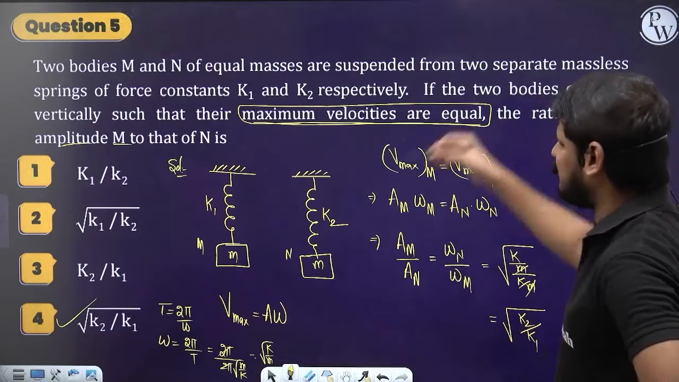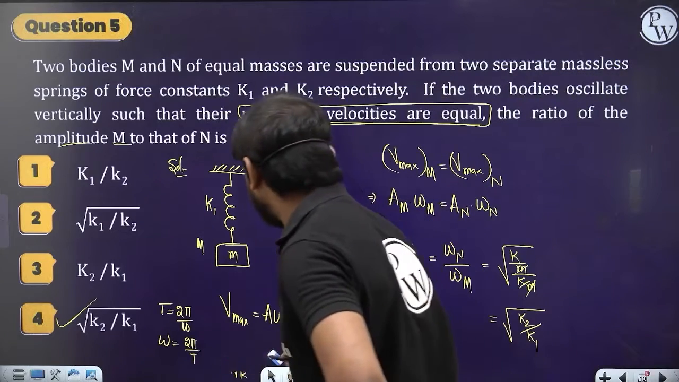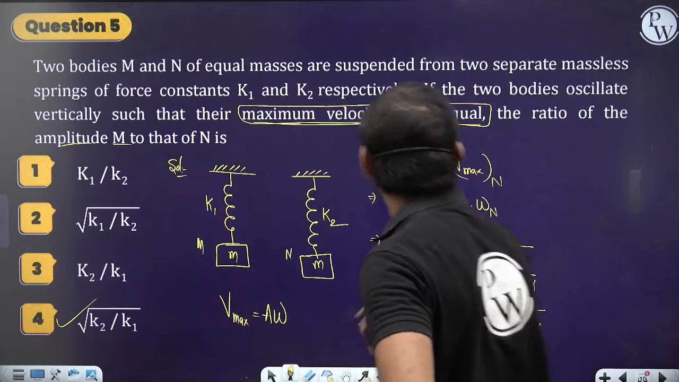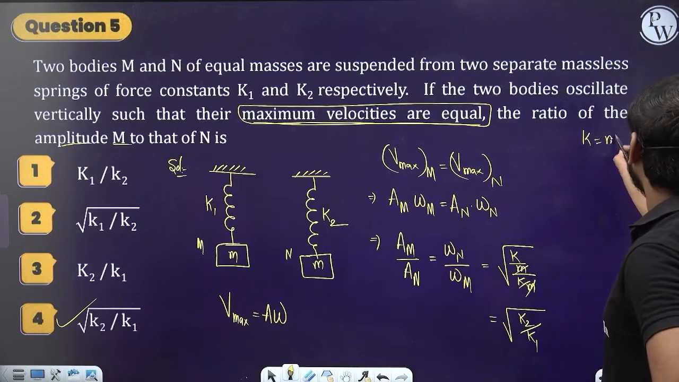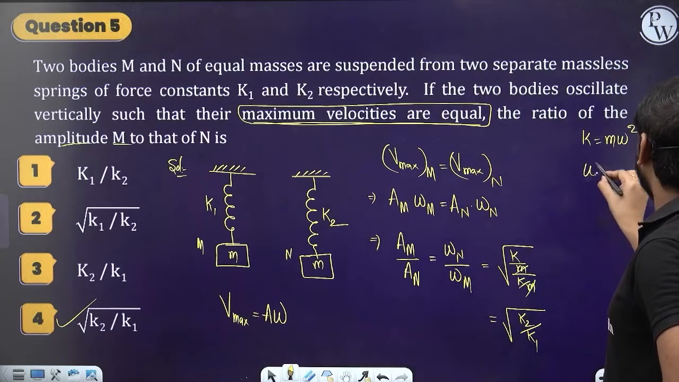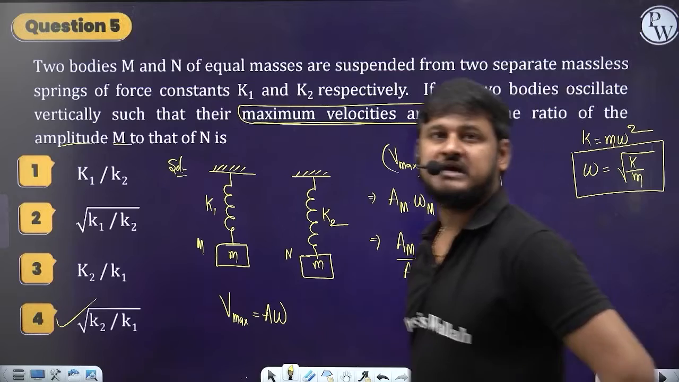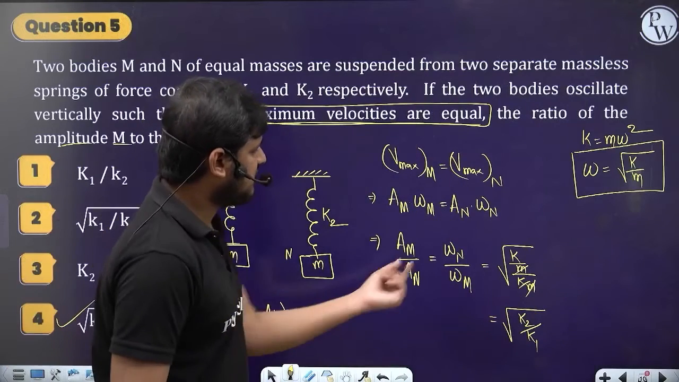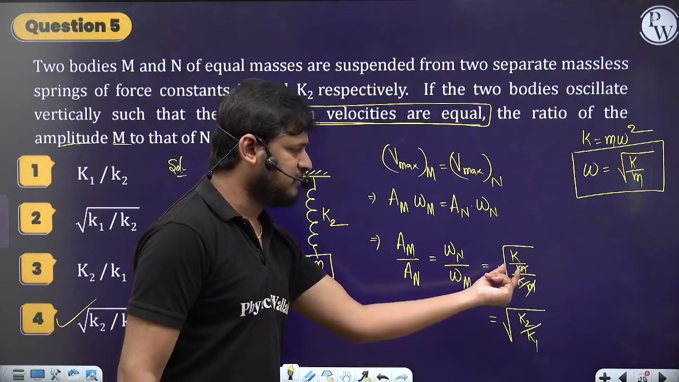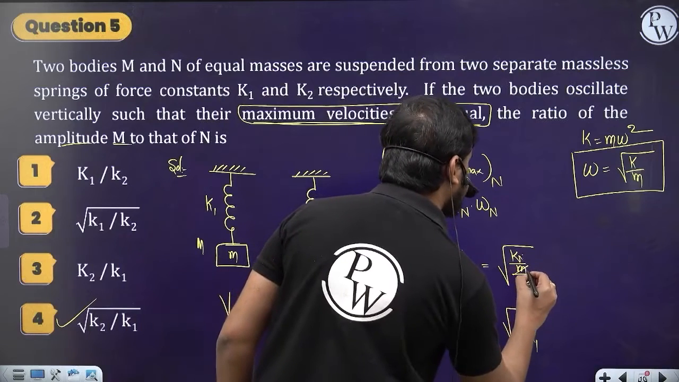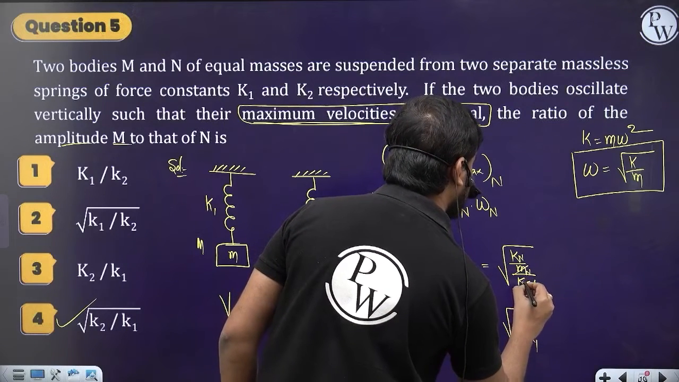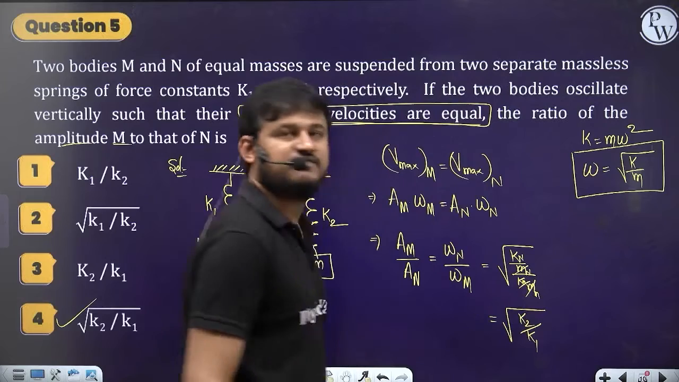Or else you need not go for that also. You can directly do it this way. So you know that K is equal to M omega square. From here, what is omega? Omega is equal to root over K by M. So that means in place of this I can write K by M. So Kn of Mn, so Km of Mm. You can write that way also.